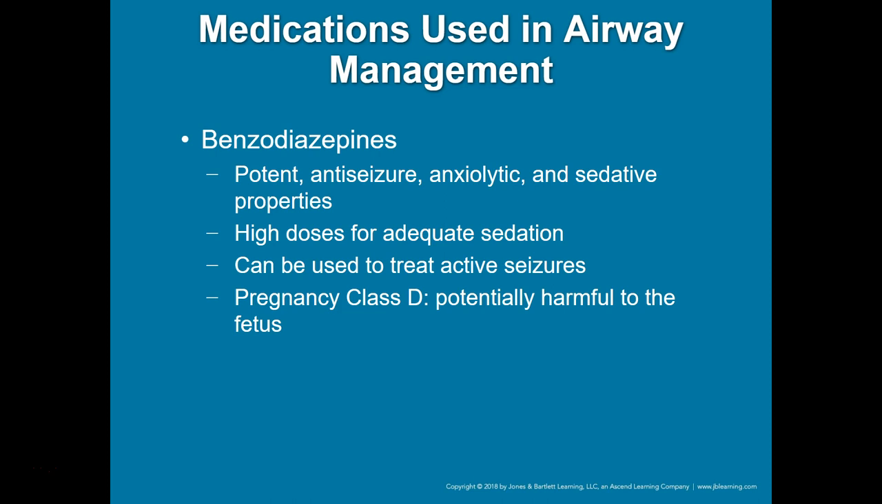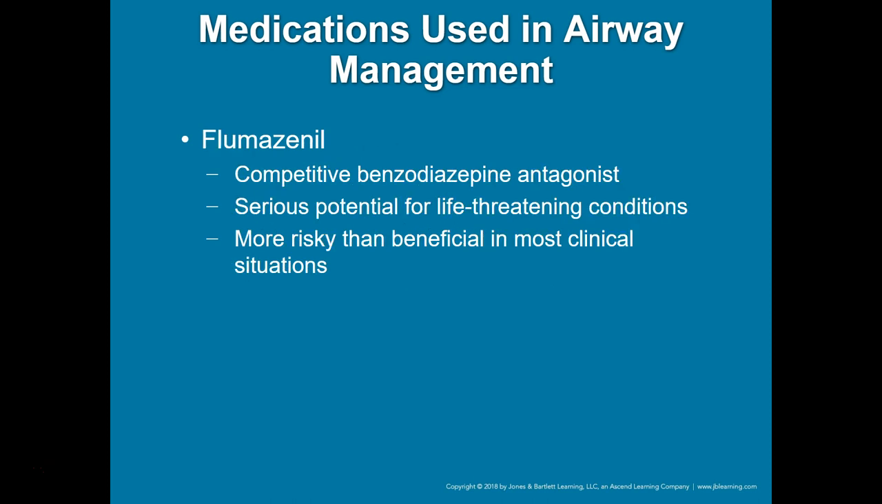You can use them to treat active seizures, and they are all class D, possibly harmful to that fetus. If you're going to use it for airway management and sedation of a patient, Versed is the best one for sedation. There's a separate video that I've produced that talks about the differences between Ativan, Valium, and Versed. Versed's going to be our first round pick for sedation. But it will drop your blood pressure, so be mindful of that.